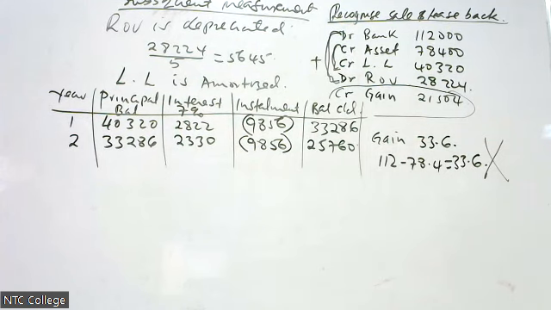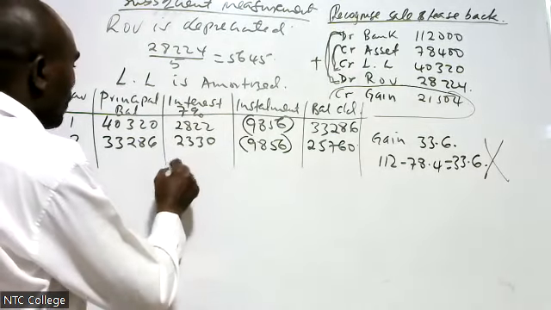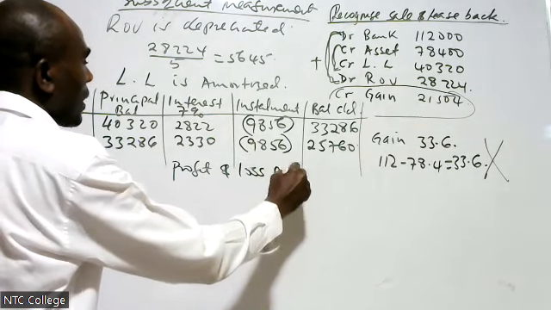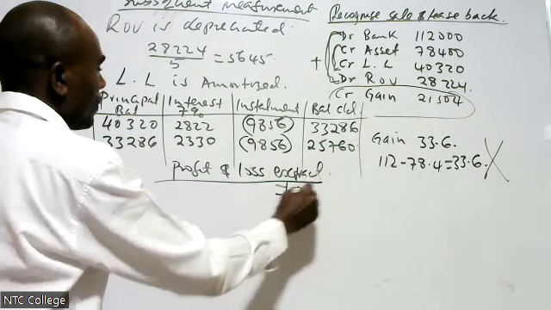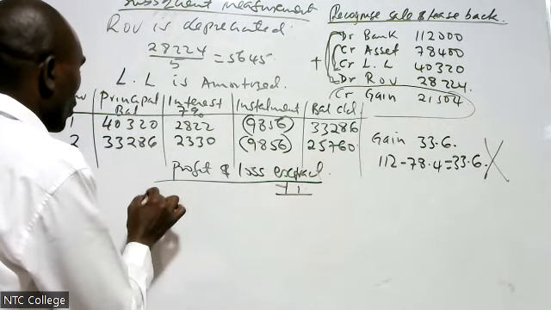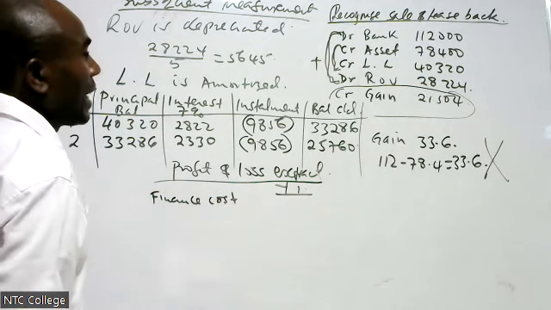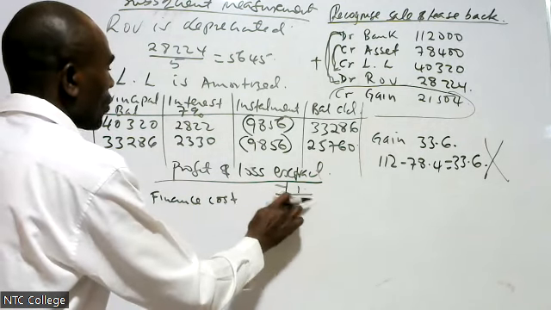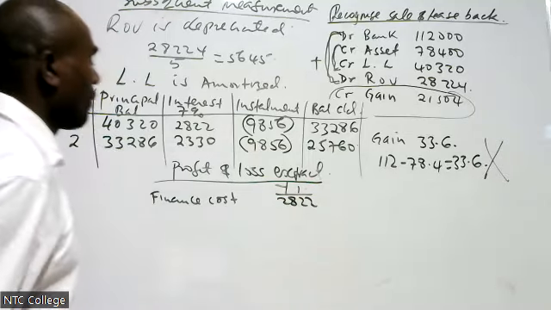Now, what we need is how to report. What are we going to report? Let's prepare the P&L extract, the profit and loss extract. Here, we are going to recognize finance cost. Our finance cost is 2,822 in the first year.